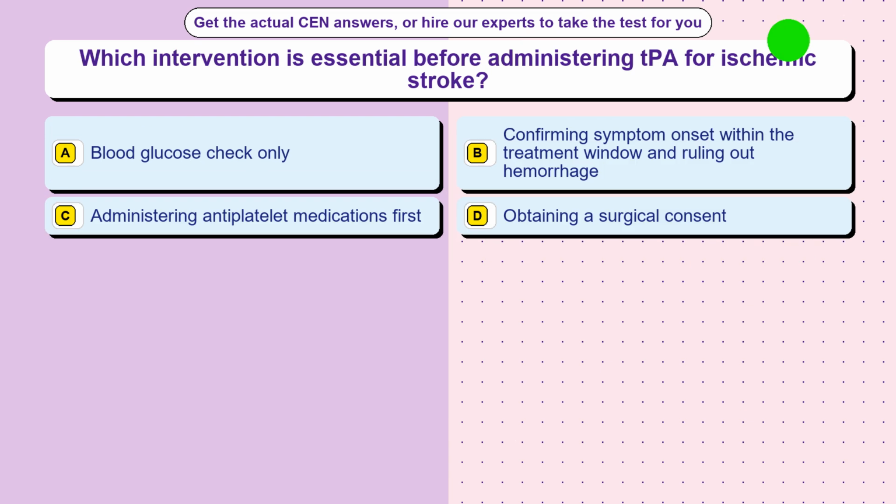Question 67. Which intervention is essential before administering TPA for ischemic stroke? Option A, blood glucose check only. Option B, confirming symptom onset within the treatment window and ruling out hemorrhage. Option C, administering antiplatelet medications first. Option D, obtaining a surgical consent.